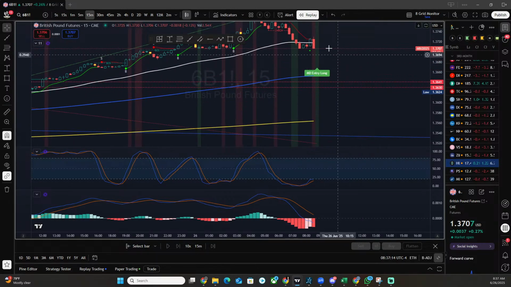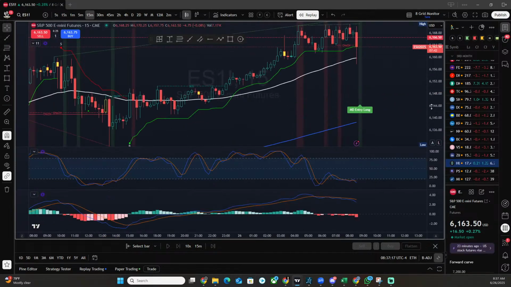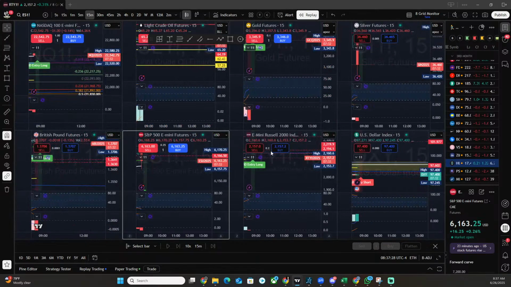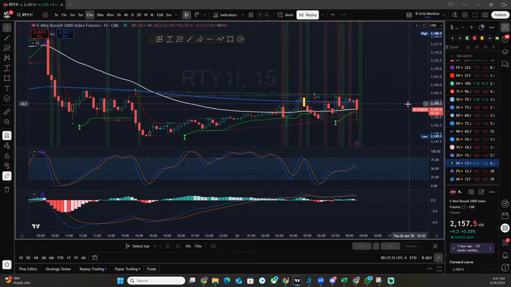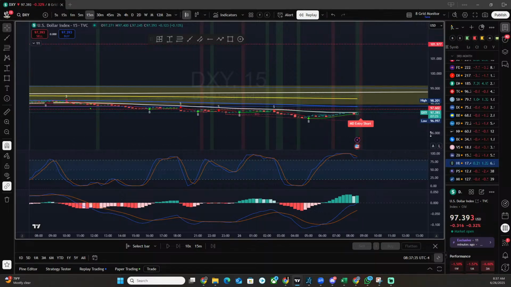It looks like it's about to break support. Probably going to come down some more. ES, again, it already made its new high. So this could have been a nice little cooldown, knowing that they made the new high already on ES, and they're just going ahead and repositioning themselves somewhere lower. Russell, that should have had a nice little effect on it because it usually just stays in par. Yep, that's that. And then the dollar.